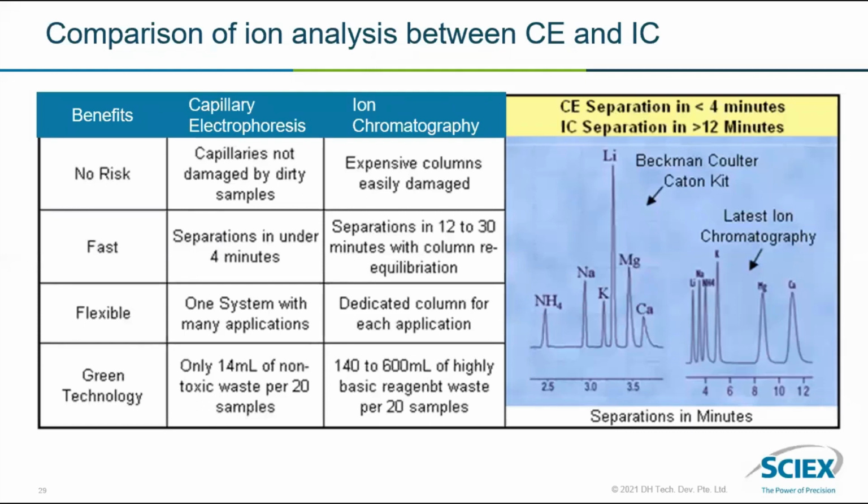We do have many applications where you can use it for other regular molecules like monoclonal antibodies, and you can also analyze gene therapy products. For ion chromatography, it's a dedicated column for each application. As I said, for different chemistry, you need a different column in ion chromatography.